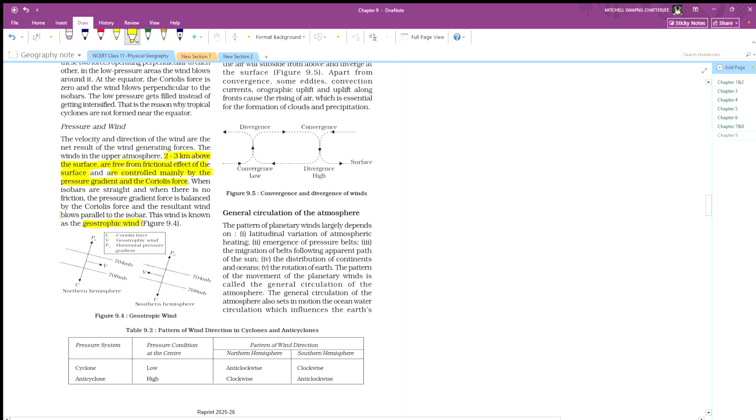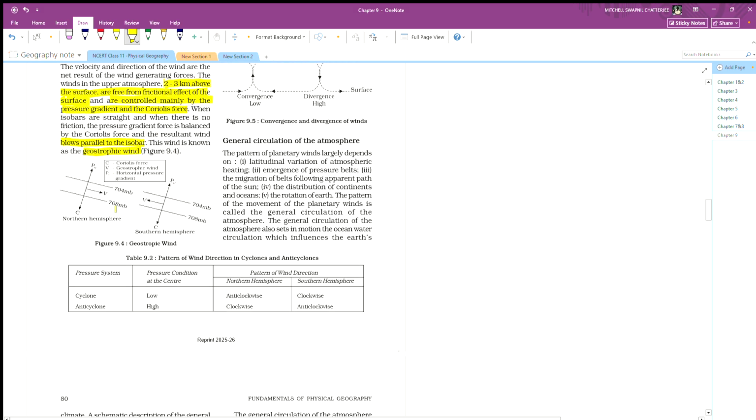Geostrophic wind blows parallel to the isobars. When the isobars are straight and there is no friction, the pressure gradient force is balanced like so, and the wind goes parallel to the isobars. Yes, that is the correct explanation of this.